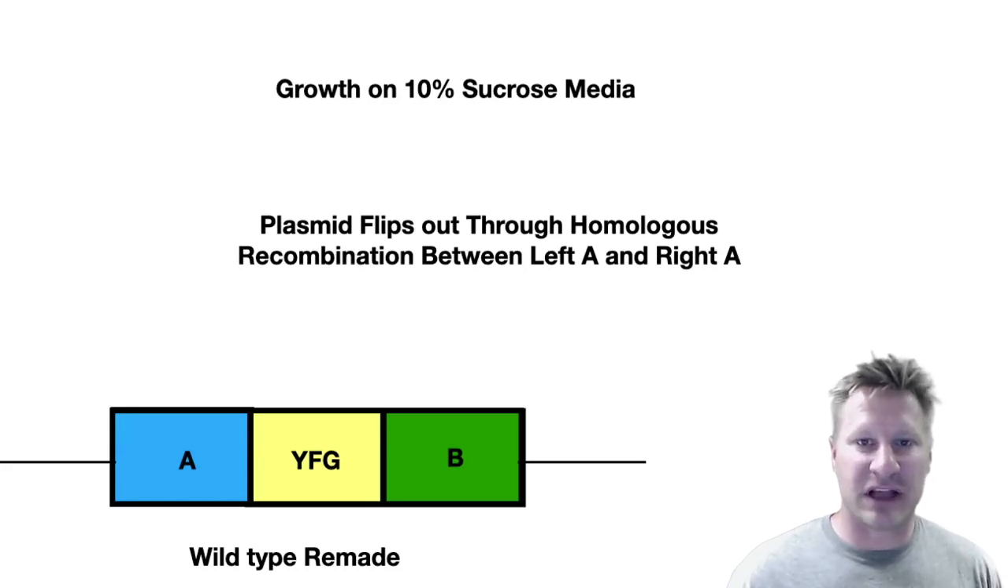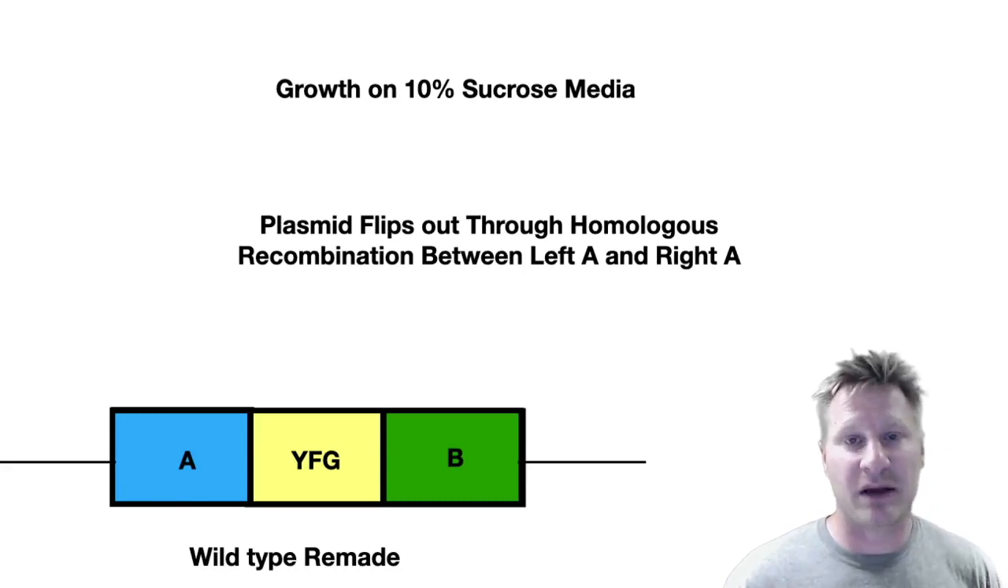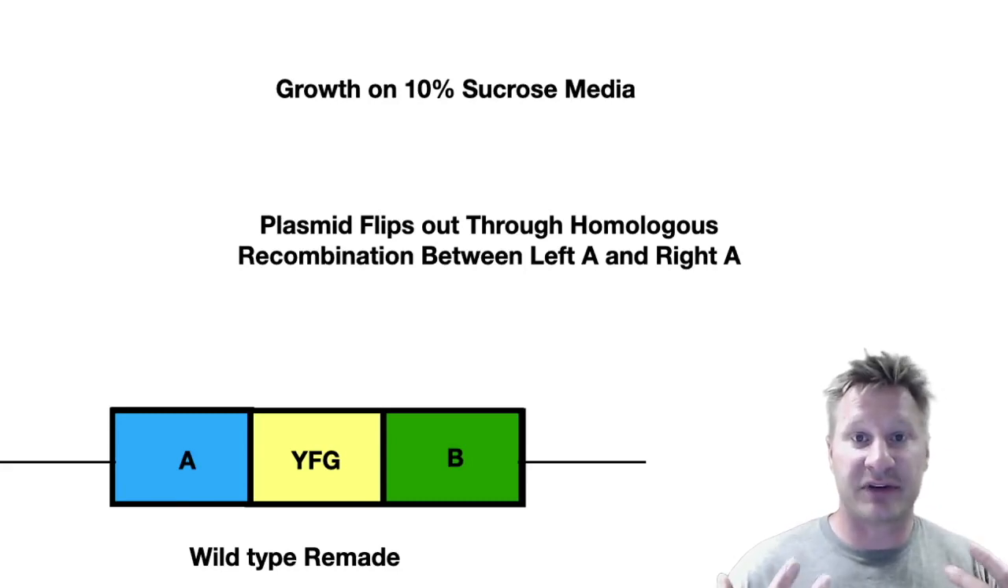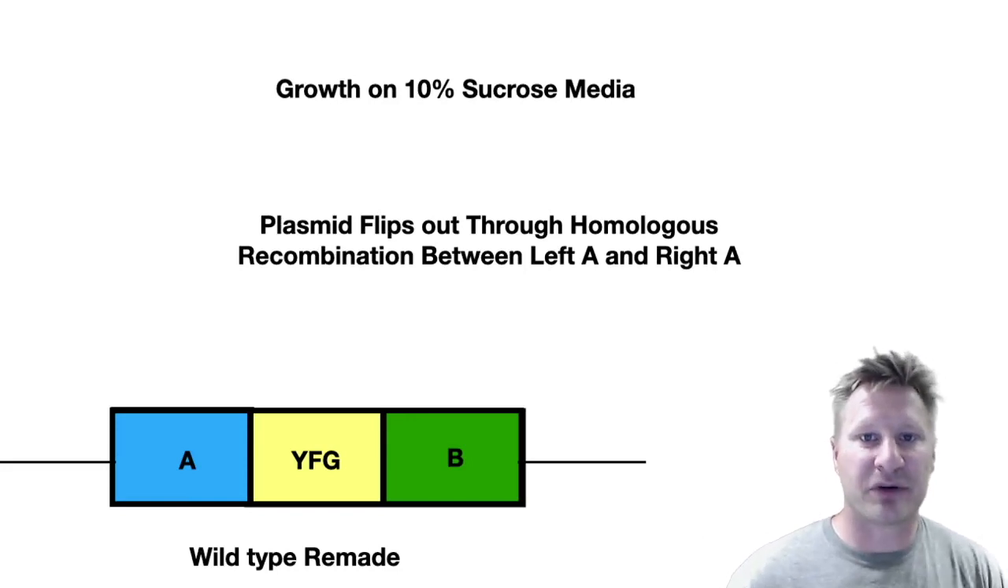How do we actually select for the ones that don't have the plasmid there? Again, we're going to grow this on 10% sucrose media. The sucrose is going to select against the presence of SacB, and so we're really just selecting for strains that have flipped the plasmid out, providing sucrose resistance in this case. And so that's recombination one way.